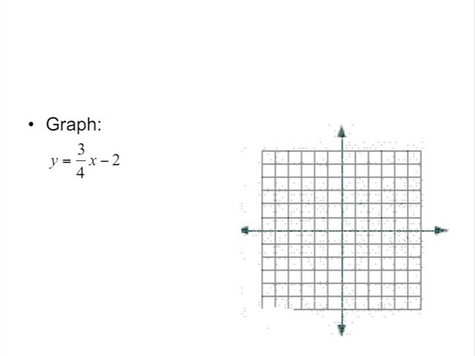So for this problem, we're going to start by putting a point on the y-axis at -2. That's our b value, or our y-intercept. So on the y-axis, I'm going to put a point at -2.